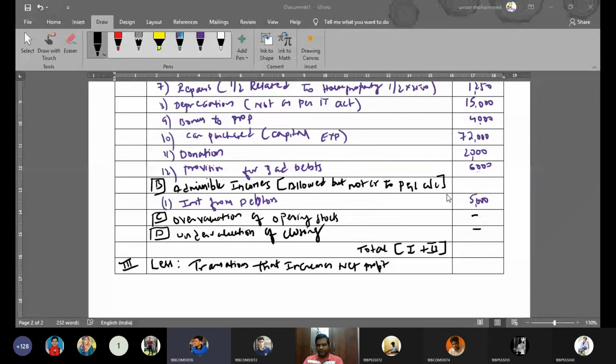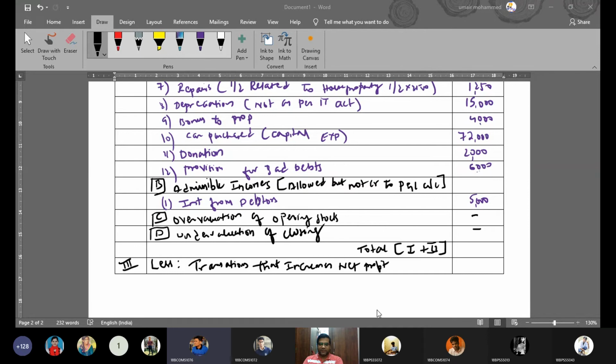For the depreciation not as per the IT Act, since the adjustment given is 14,400, and that is as per the IT Act, so only the difference we should keep in the profit and loss, right?